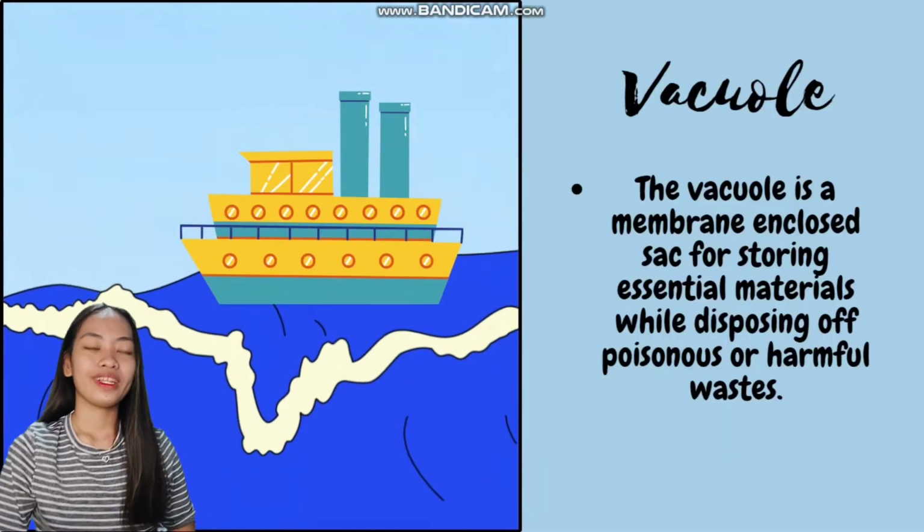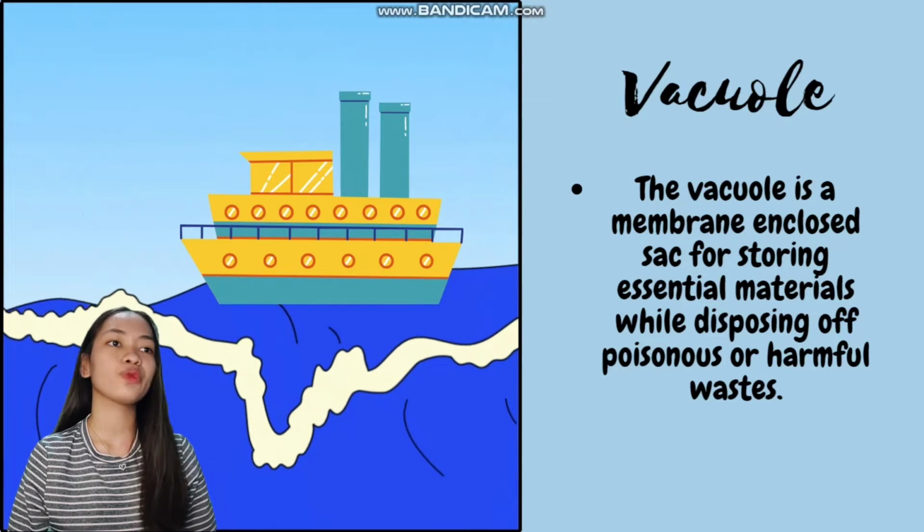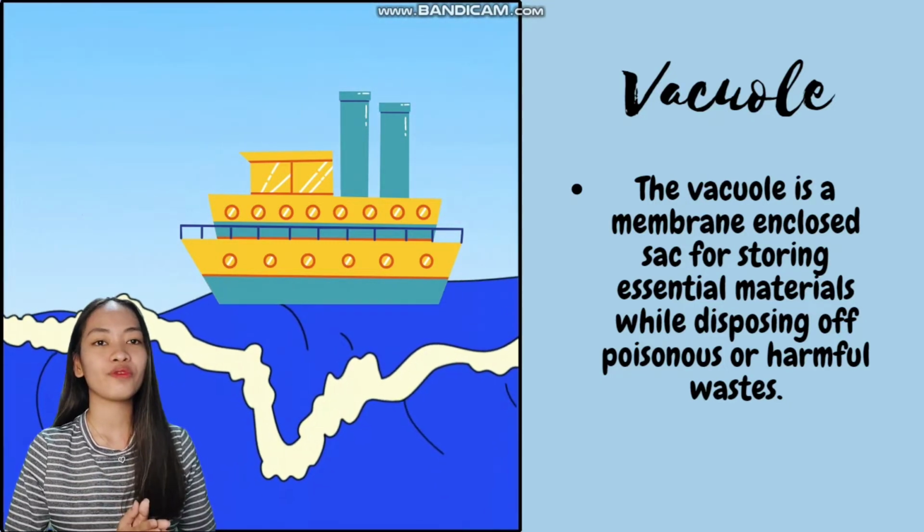Next is the vacuole. The vacuole is a membrane-enclosed sac for storing essential materials while disposing of poisonous or harmful waste.